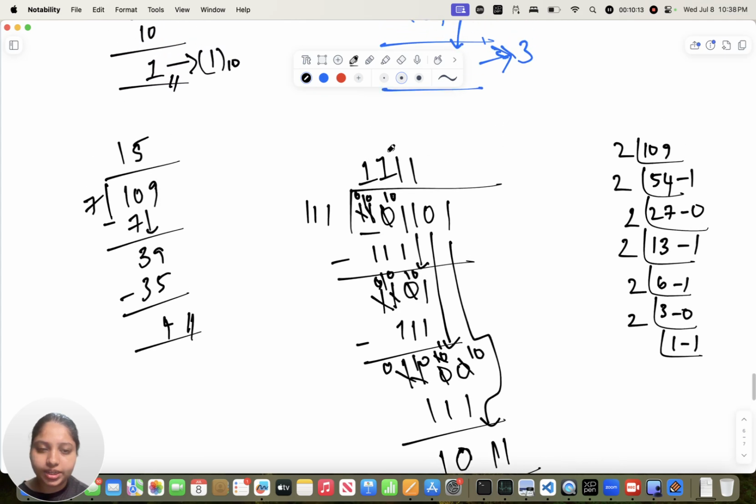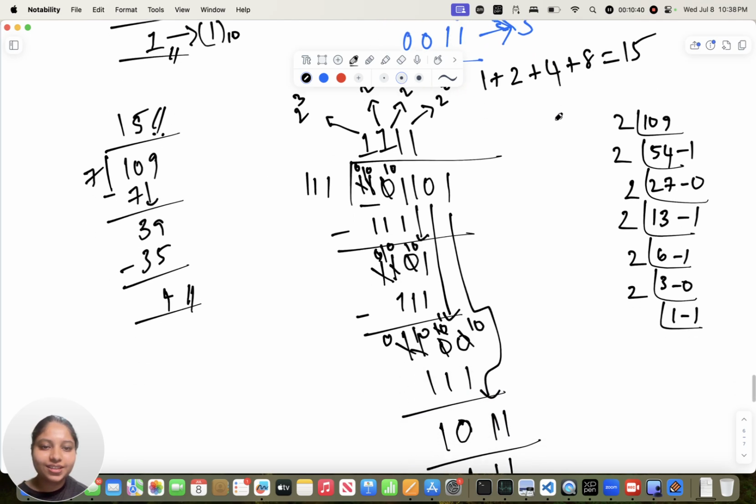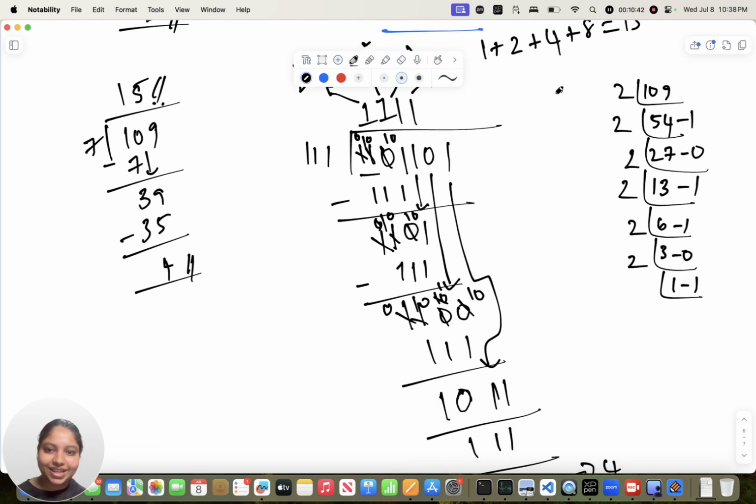And let's see the numerator. Sorry, I mean the quotient. This is going to be 2 power 0, 2 power 1, 2 power 2, and then 2 power 3. Right, so 8. So we have 1 plus 2, right, plus a 4 and a plus 8. So 12 plus 2, 14, 14 plus 1, which is basically 15. So we got 15. Alright, so I think this is like binary division made easy according to me.